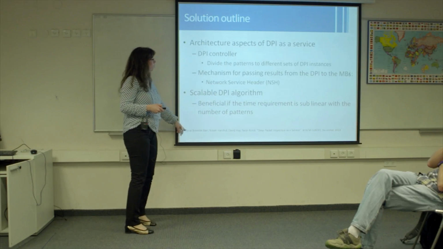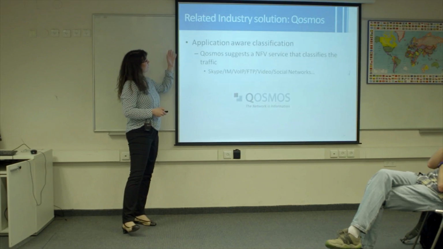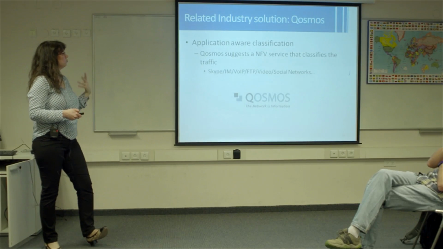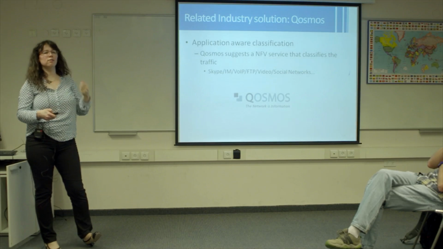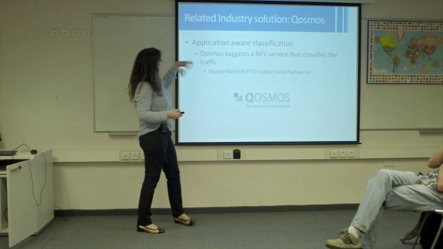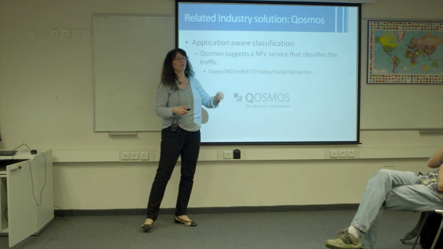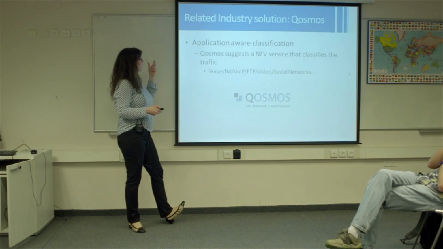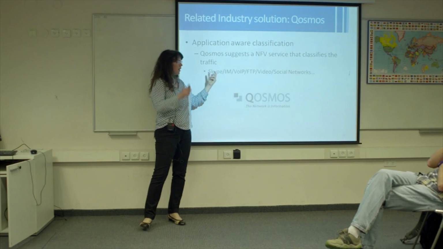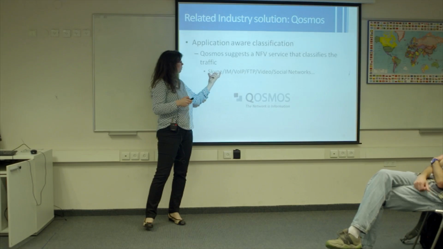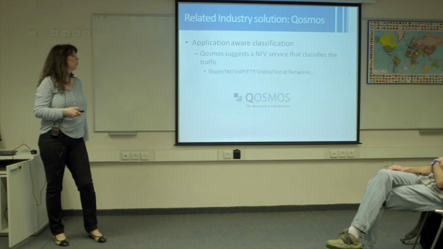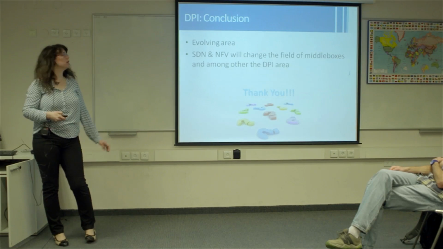Okay, and this is the work for previous codecs. The industry seems to go to solutions that are offered as a service. For example, there is a company, Cosmos, which suggests application-aware classification as a service. Cosmos suggests an NFV service that classifies traffic by type. It adds a tag that classifies if the traffic is Skype, voice over IP, instant messenger, or FTP. Okay, so we see similar stuff in the industry.